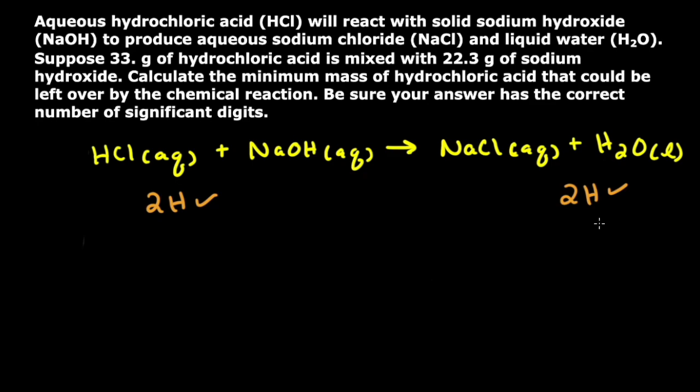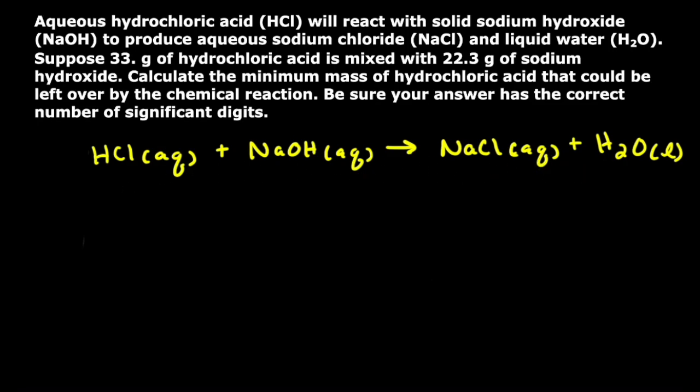Now I can move on to something like Cl. I have one Cl there, and then one Cl there. So one Cl there, one Cl there. The Cl's are balanced. And now I can move on to something like this Na. I have one Na there, and I have one Na right here. So the Na's, the Cl's, and the H's are all balanced. So the reaction is balanced, and now we can start by putting these numbers down here under the reactants.